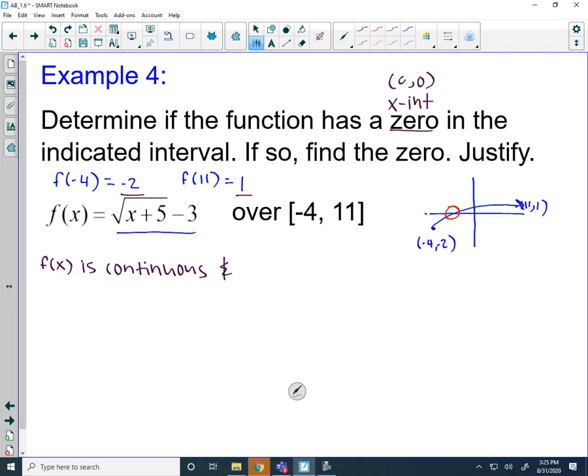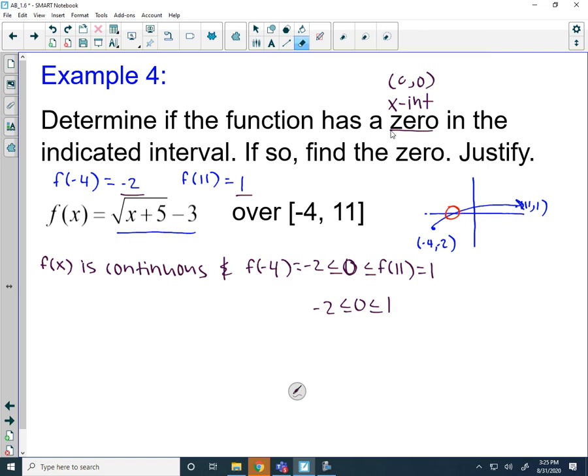So f of -4 equals -2. That's less than or equal to 0. That's the y value we're trying to prove, which is less than or equal to f of 11, which is 1. So again, all I'm really saying is the number 0 is between -2 and 1, but I need you guys to show that function notation to explain where those y values are coming from. Your inequality should look exactly how it is on the board. So these are our 2 necessary conditions. The function's continuous. We've put 0 between the 2 y values at the endpoints -2 and 1.